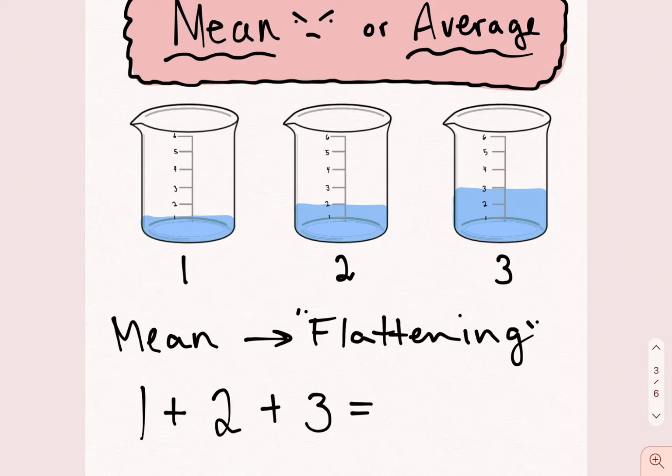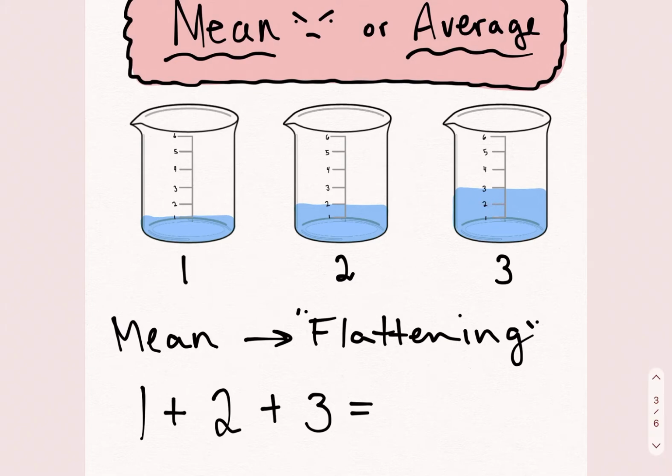Now, average means flattening out. So to flatten out these 3 numbers, 1, 2, and 3, I'm going to raise up the 1 and lower the 2. And the 2 in the middle here will sort of play a role as well. But to flatten them out, I want to see what would happen if I made it so they all had the same amount of water, which means this one would have to come up and this one would have to come down.